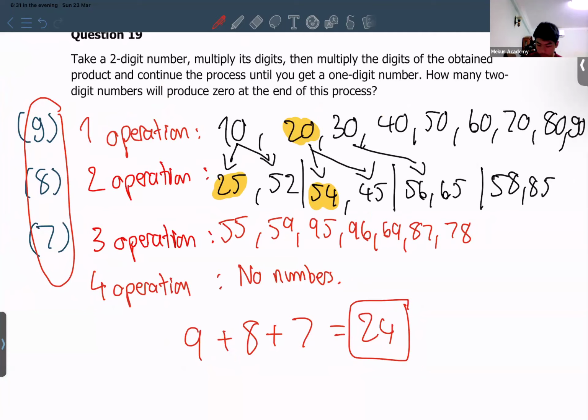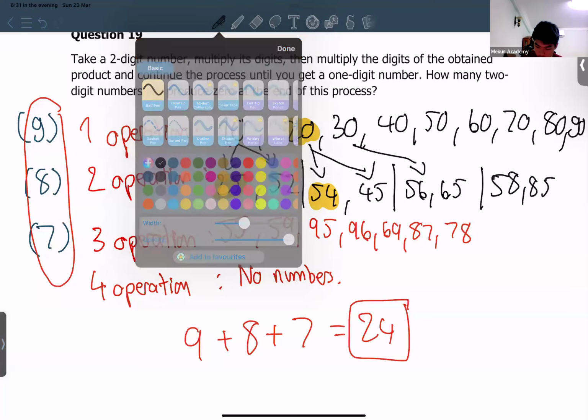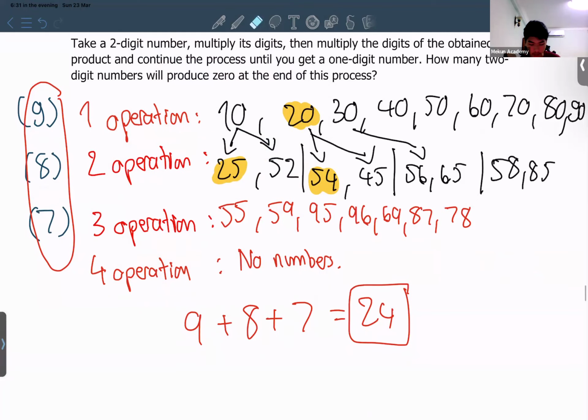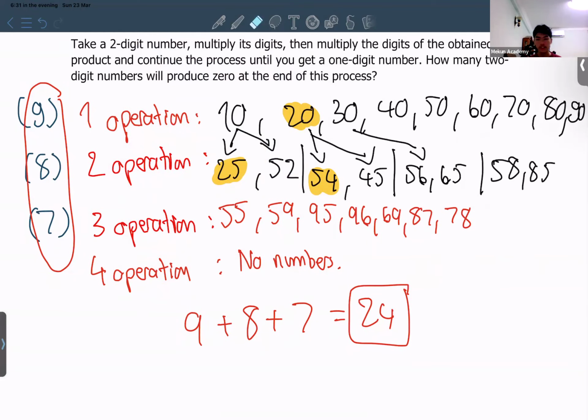65. 65 equals 5 times 13. So it's a 1 digit times 2 digits. We cannot use it because from our problem, they only take 2 digits. So it should be 1 digit times 1 digit only. So 65, there's no. 58, there's also no. And 85 also. So for the three operations, there are only 7 numbers. And you can just find the sum of it later on and you can answer.